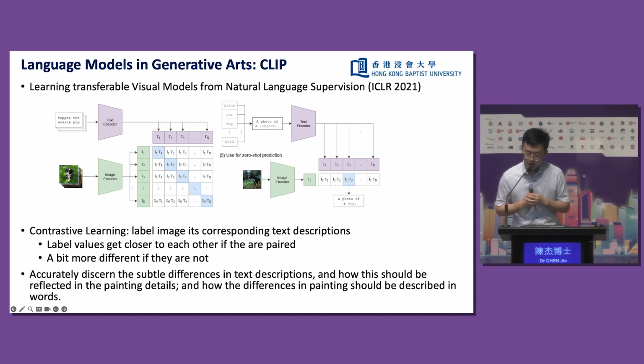We give a vector label to both the text and the image, and make sure that their label values get closer to each other if they are paired. And if they are not, we use our algorithm to make them further apart. Okay? And after rounds of iterations and optimization, we will have a model that can accurately discern the subtle differences in text descriptions and how these should be reflected in the painting details, and how the differences in the painting should be reflected and described in words.